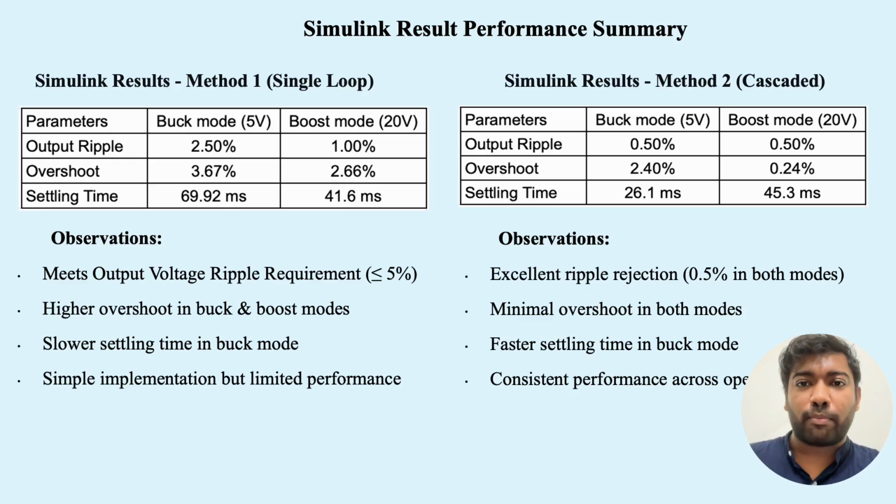Hello everyone, I am Balu Mahesh. I will talk about the performance summary in this slide. To the left we have Simulink results for method 1, which is PI control. It is a simpler implementation compared to method 2, but we observed high overshoot in both modes and slower settling time, especially in buck mode, whereas the cascade control showed consistent performance across all operating ranges with less overshoot in both modes, and had a significantly faster settling time in buck mode with good ripple rejection.